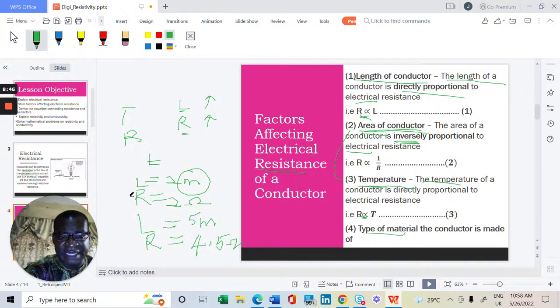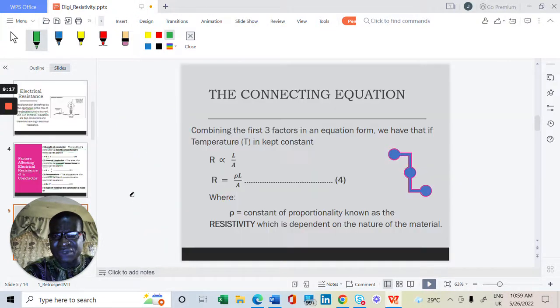And finally, the type of material that the conductor is made of. We have various types of materials that conductors are made of. Some are largely good conductors, while some are not all that good. Since the nature of these materials varies from one conductor to the other, their resistance will also vary. I cannot run through so many of them.